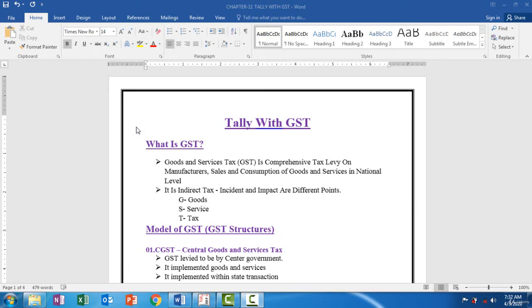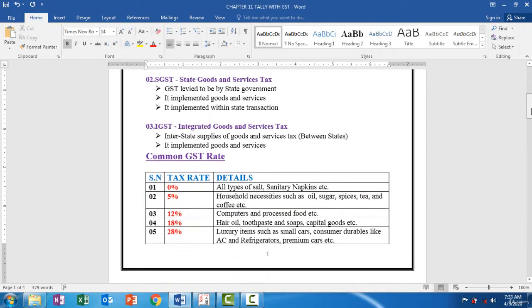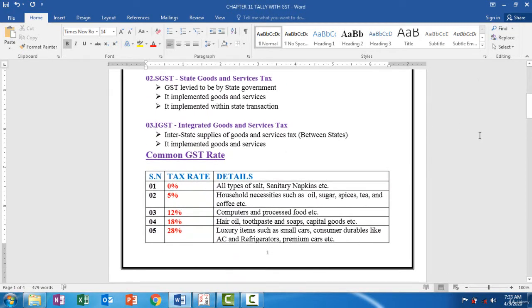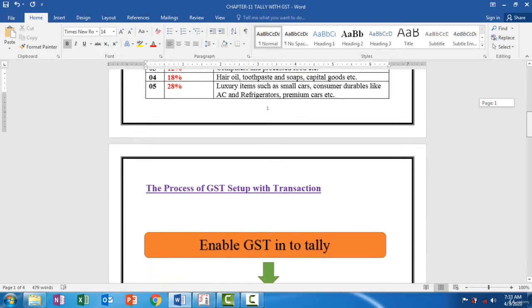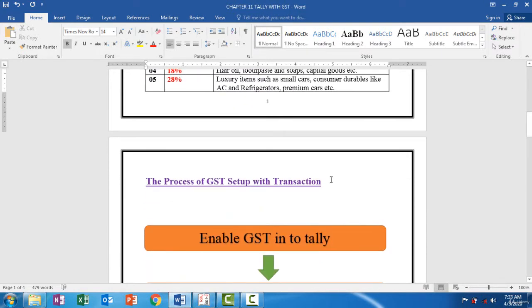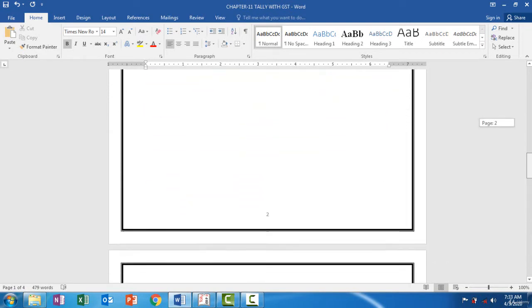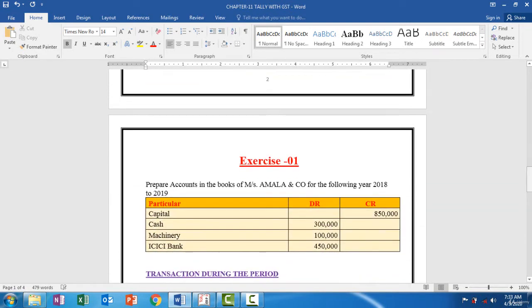In this section we are going to look at what GST is, and then we are going to look at the model of GST or GST structure. Then we are going to study the common GST rates. After that we are going to look at the process of GST setup with transaction. Finally we are going to do an exercise for GST with the transaction.